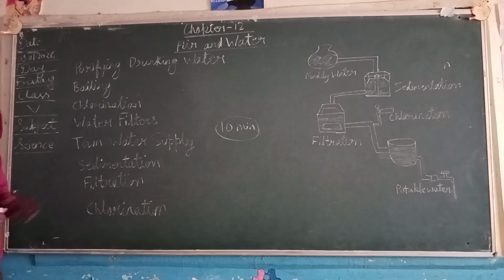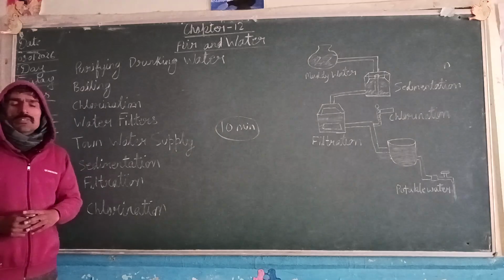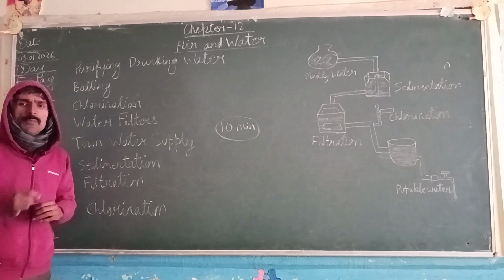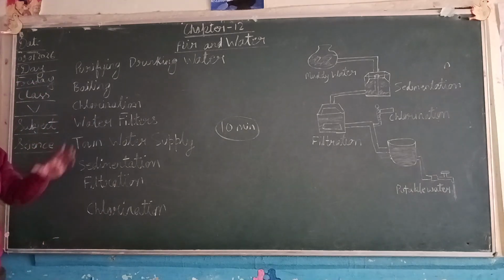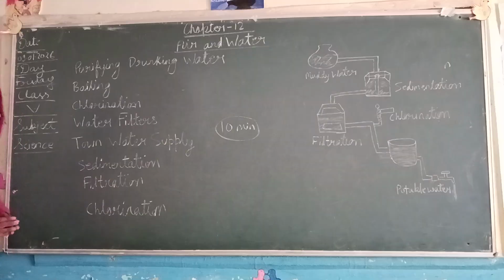The next process is chlorination. In this method, a very small amount of chlorine, which is a chemical, is used to make sure the water is pure.